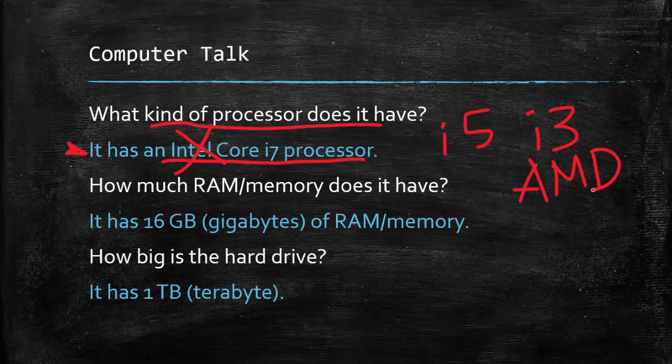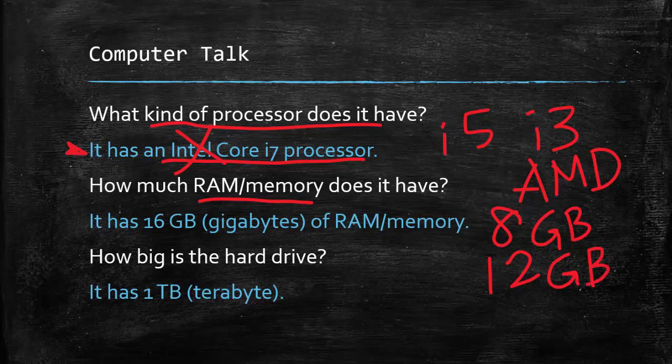Another general question that people like to ask is, how much RAM or memory does it have? These days, computers, I think, come with at least 8 gigabytes of RAM. And then I think they go up in increments of 4. So I've seen 12 gigabytes before. I've seen 16 gigabytes. So here you can say it has 16 gigabytes of RAM or 16 gigabytes of memory. Or you can just leave that out and say it has 16 gigabytes.